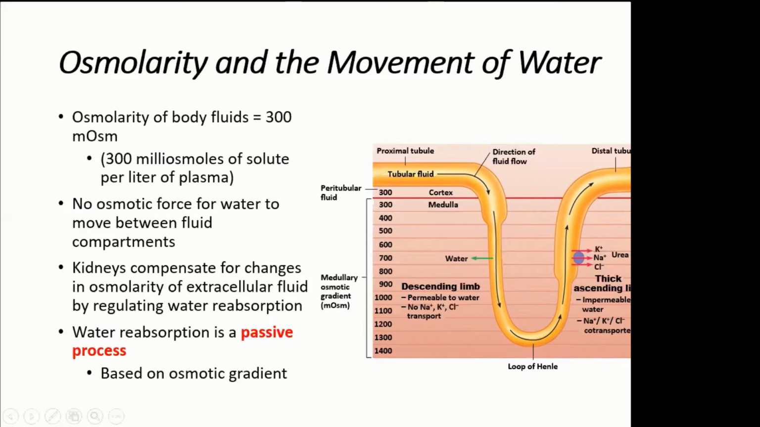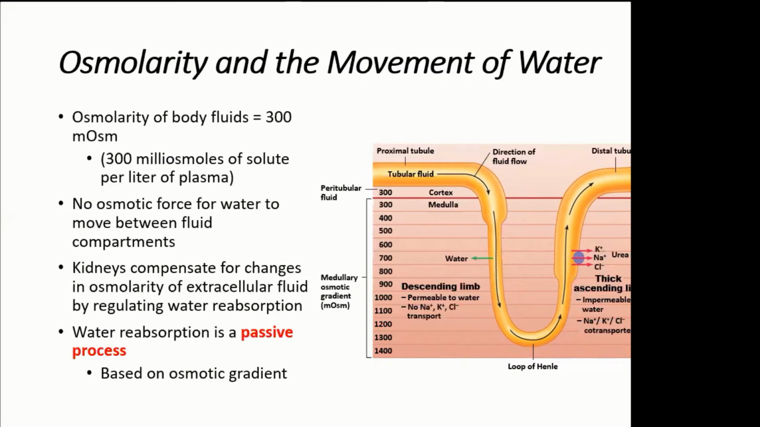The normal osmolarity of body fluids, so the osmolarity of your plasma, and therefore also the osmolarity of your interstitial fluids and other extracellular fluids, because everything's in equilibrium most of the time, is 300 milliosmoles. That just means that there are 300 milliosmoles of solute for every liter of plasma, so basically for every liter of water in your blood, approximately.